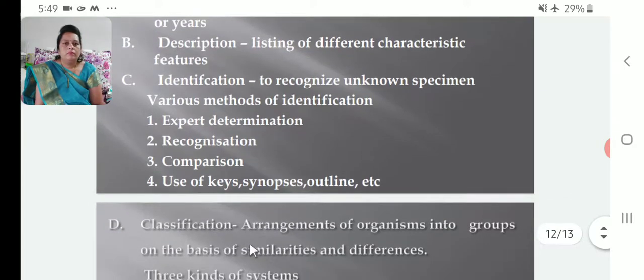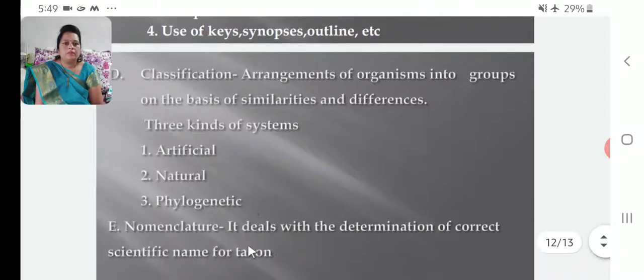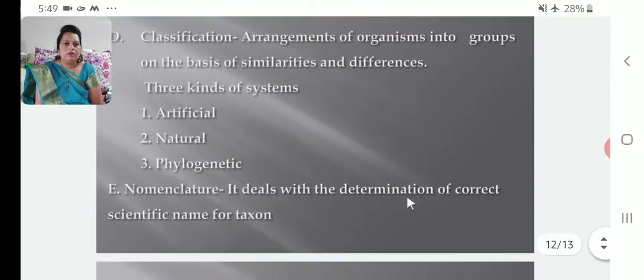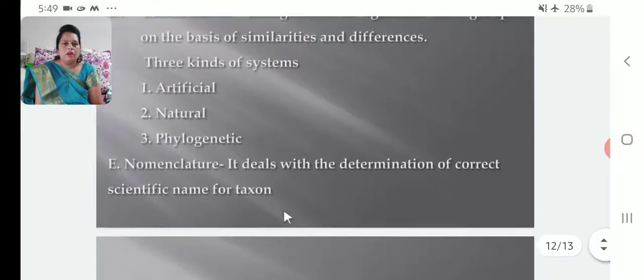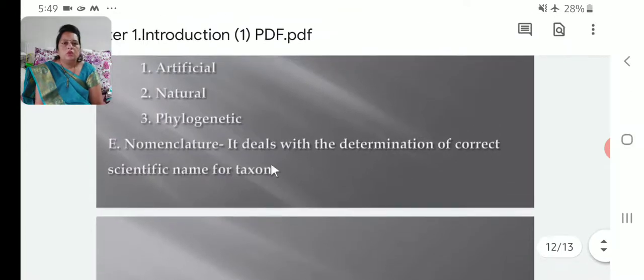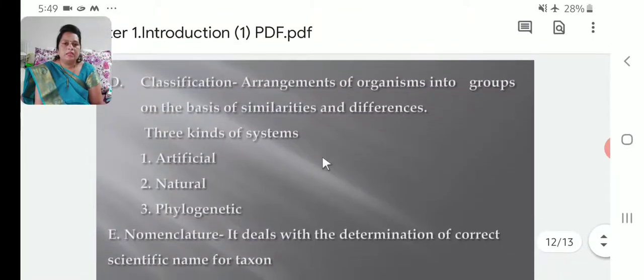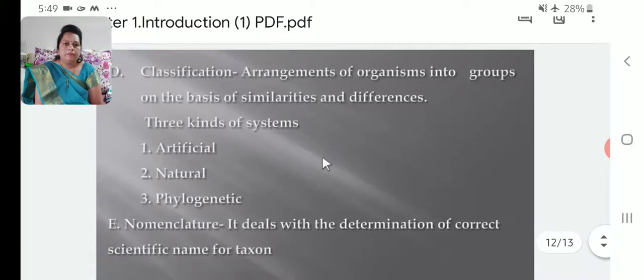Fourth is classification. In classification, there is arrangement of organisms into groups on the basis of similarities and differences. There are three kinds of systems: artificial, natural and phylogenetic. And last is nomenclature. It deals with the determination of the correct scientific name for a taxon. So in this way, we have introduced plant taxonomy.